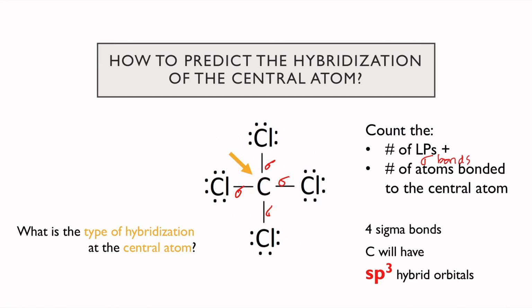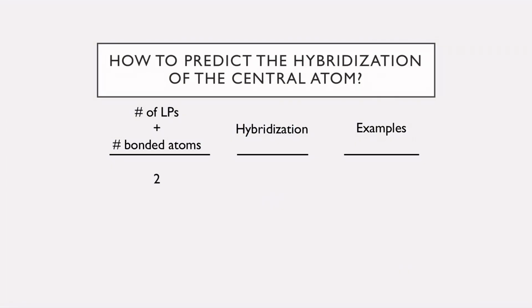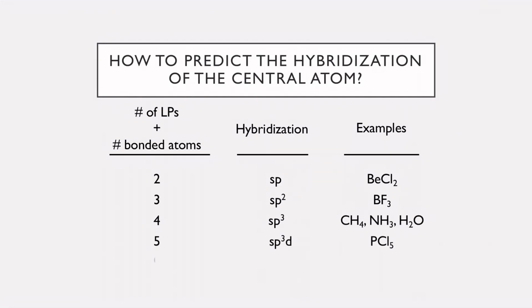So, if you total up the number of lone pairs and the number of bonded atoms, if you have 2, you will get sp hybridization at your central atom. Contohnya BeCl2. If 3, you will have sp2 hybridization. And so on. So, nanti when we want to draw our orbital overlap, we will count the number of lone pairs and the number of bonded atoms atau number of sigma bonds.